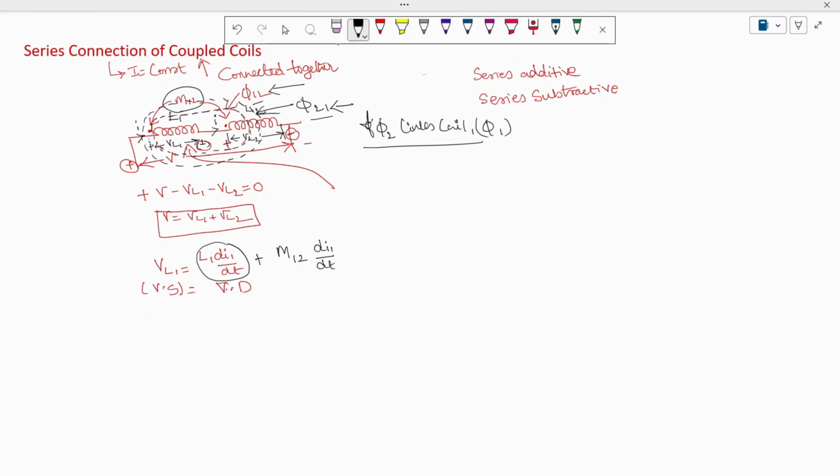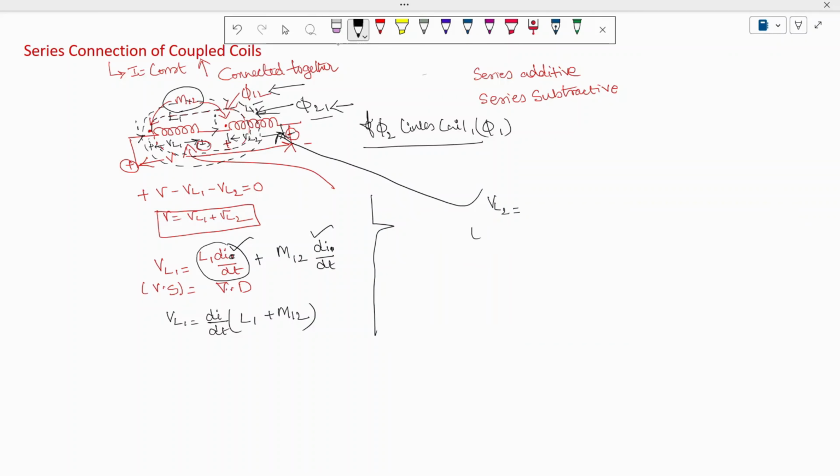So here there is no 1, directly I can write it as di by dt because the current is constant. So this is how I have written it. Therefore VL1 I can write by taking di by dt common in this equation: VL1 is di by dt times (L1 plus M12).